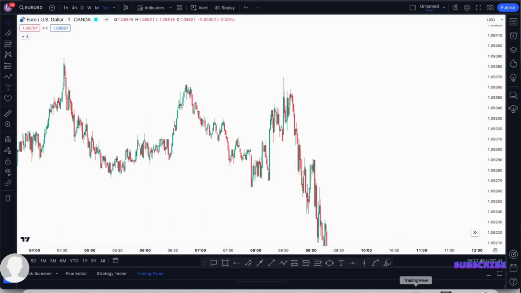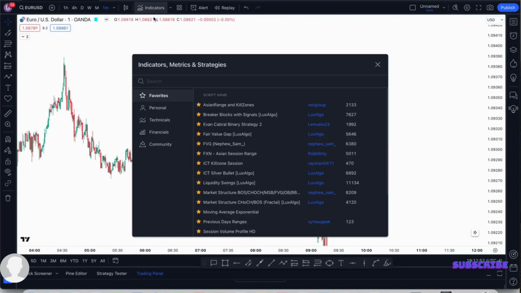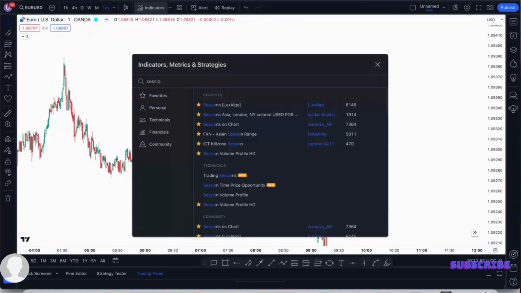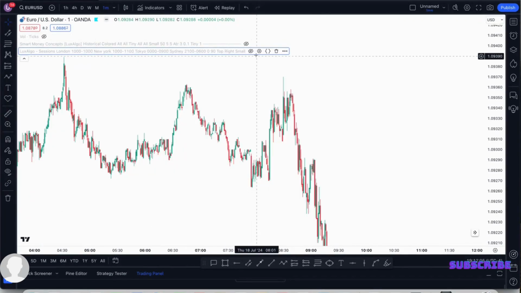Now we're going back to our chart, where I want to show you how it is done. But firstly, on your indicators, you are going to look for what they call Session. I hope you can see what I'm typing here. Session by LuxAlgo. Can you see it here? You can tap on it and add it to your chart. I have mine here. Now you can go to your settings.